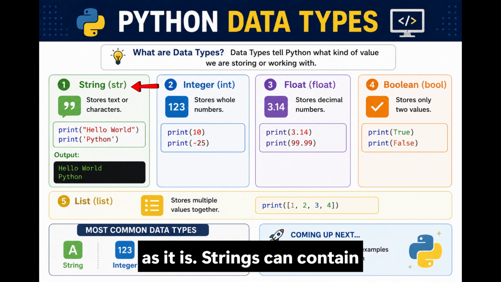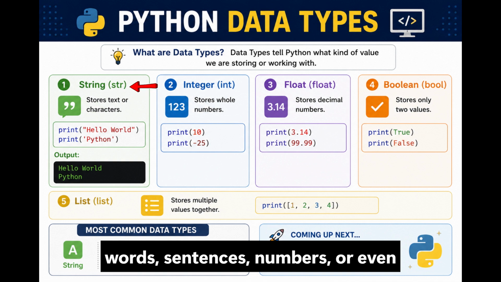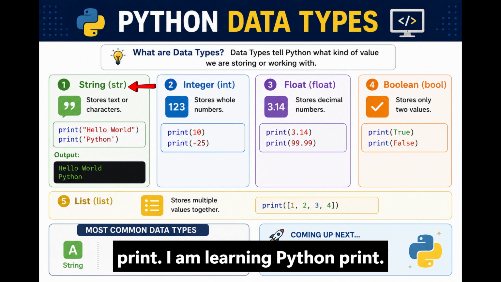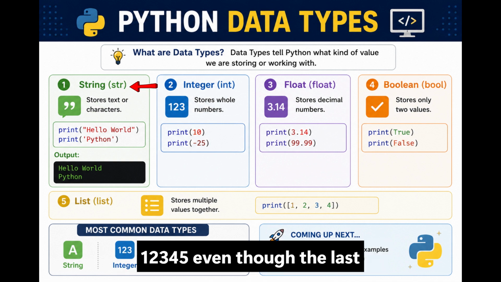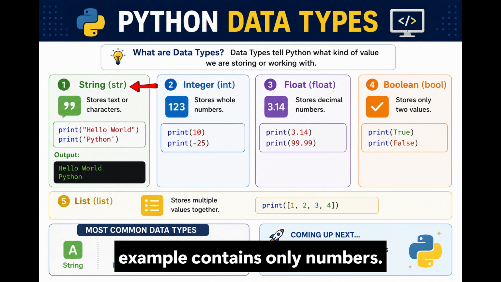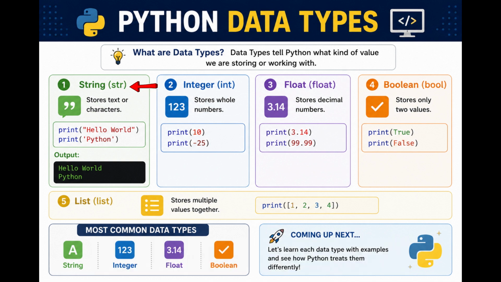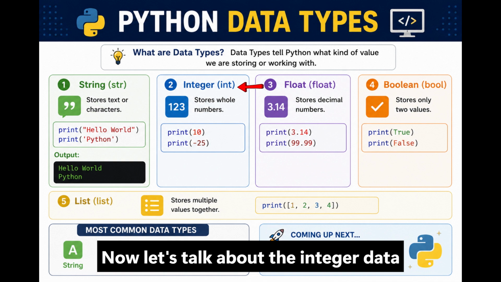Strings can contain words, sentences, numbers, or even special symbols. Print "Python programming." Print "I am learning Python." Print "1, 2, 3, 4, 5." Even though the last example contains only numbers, it is still considered a string because it is enclosed inside quotation marks.